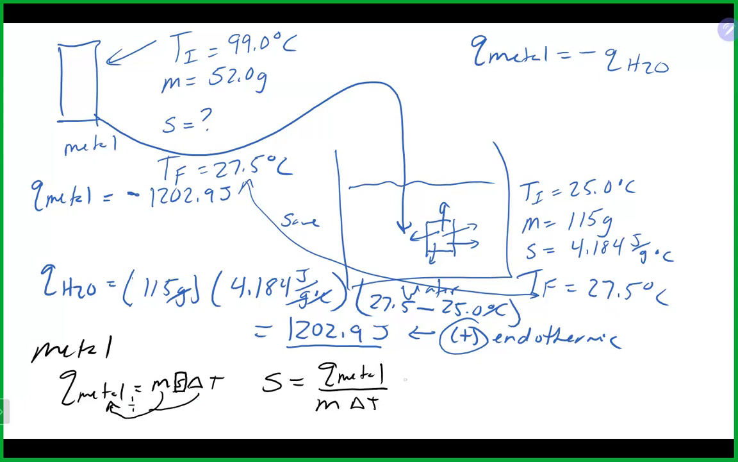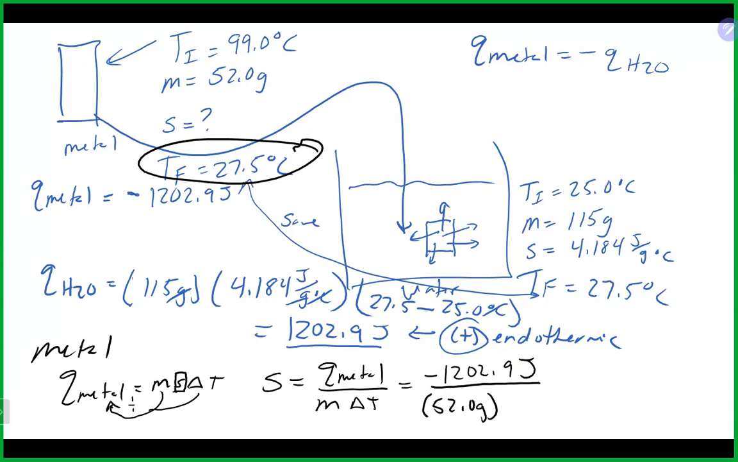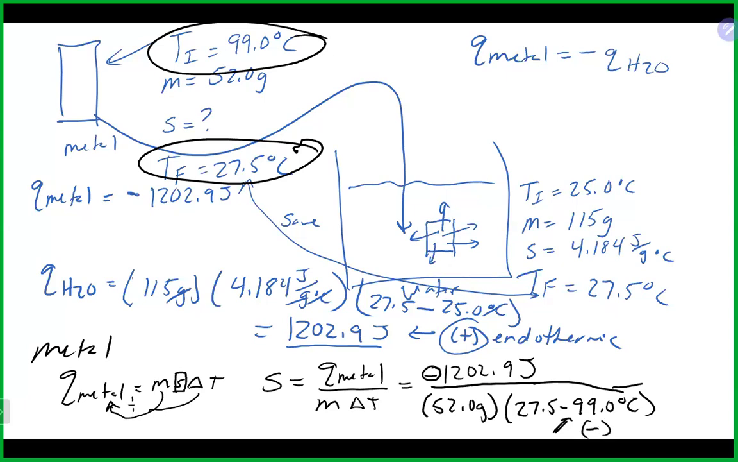So if we do that, we're going to go with the negative 1202.9 joules divided by our mass of our metal, which is 52 grams. Also really important here for the metal, the final temperature is 27.5. The initial temperature is 99. So we do want to take 27.5 minus 99 degrees Celsius. That's important because when I do that, what type of number do I get? Positive or negative? I will get a negative number here. And that's really good because this is also a negative number, which will then turn my specific heat capacity back into a positive number, which is what it should be. So again, you want to be really careful with the signs, that you get everything correctly.